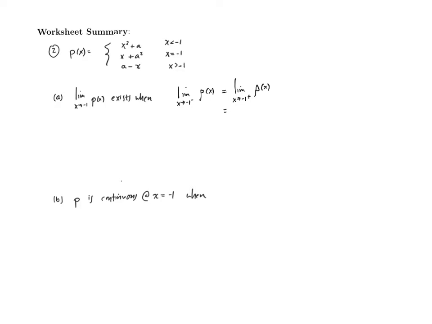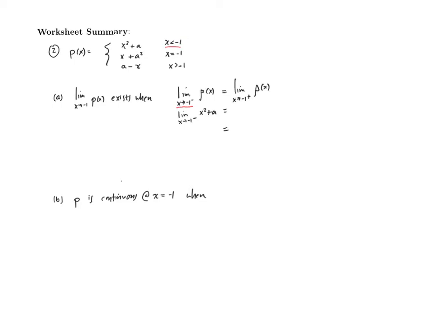So if we're thinking about approaching minus 1 from the left, note that means we are smaller than minus 1. So we are going to use the function x squared plus a. So we're just kind of reading out what our piecewise definition of the function tells us. So this would be the limit as x approaches minus 1 from the left of x squared plus a. And I'm going to specifically work with the left-hand side, and then we'll go back to the right-hand side.